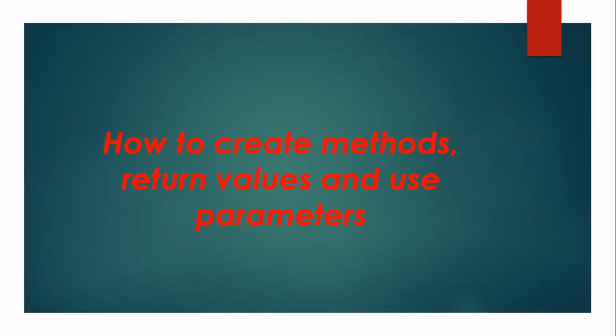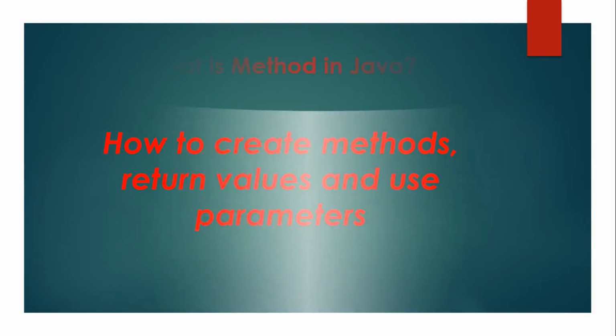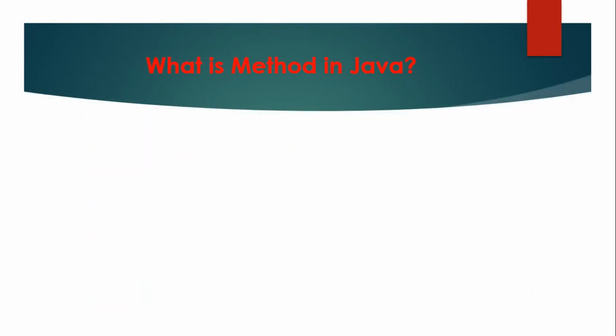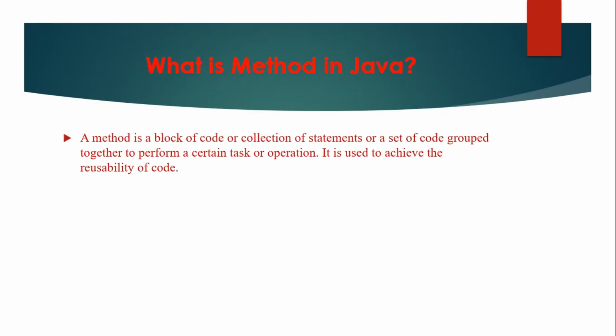In this tutorial, we are discussing how to create methods, return values and use parameters. First of all, what is a method in Java? A method is a block of code or collection of statements or set of code grouped together to perform a certain task or operation. It is used to achieve the reusability of code. Write a method once and use it many times.